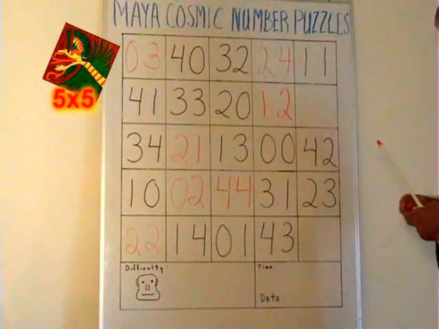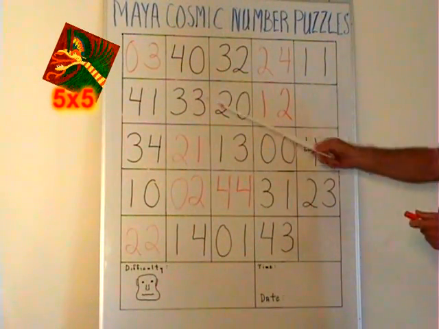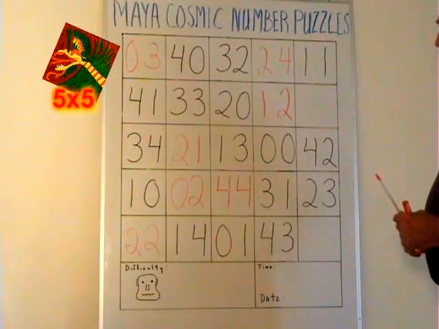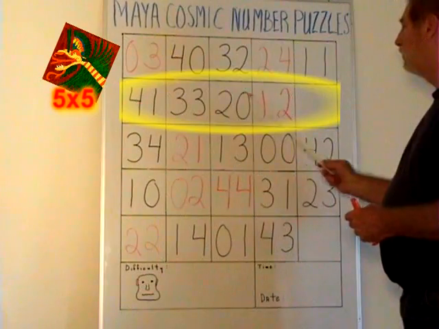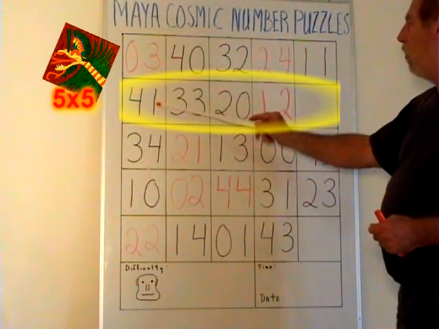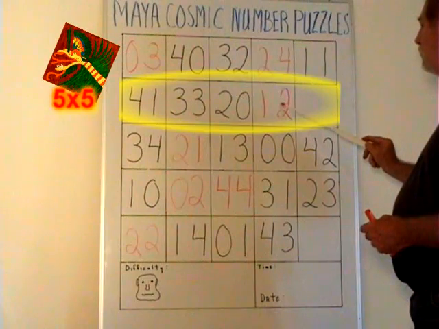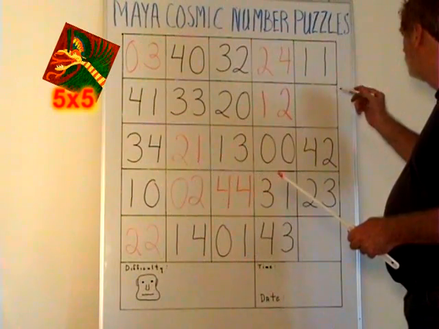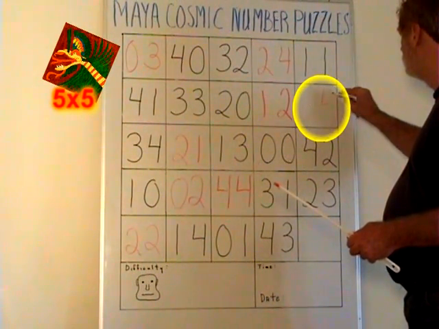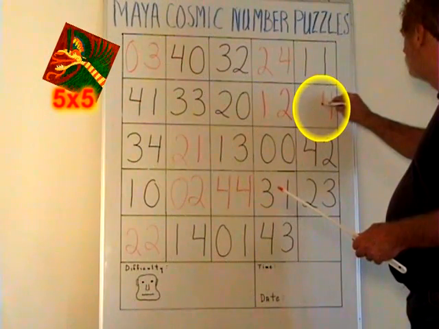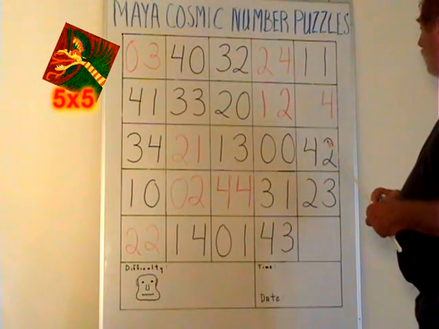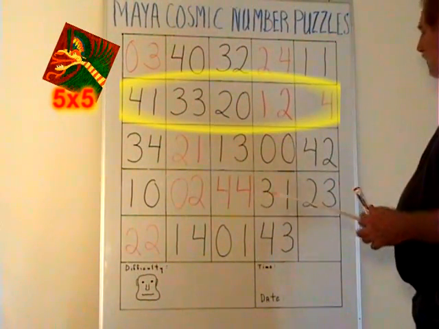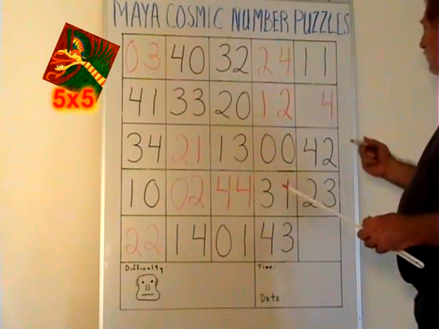Now, we have two options. We can solve this row, or we can solve this row. Doesn't matter which. Let's start with this row. We have a 1, a 3, a 0, and a 2. We are missing a 4. On the left side, we have a 4, a 3, 3, 2, 1. So we are missing a 0.